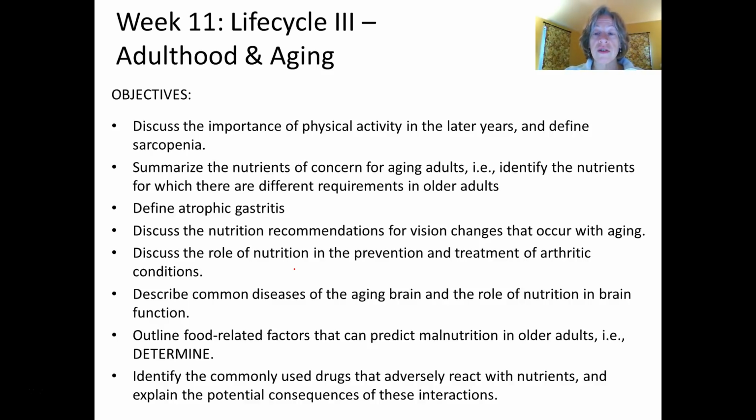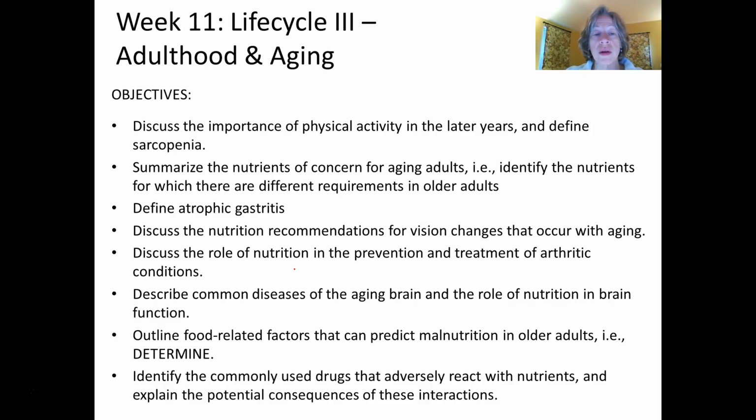Nutrition recommendations for vision changes that occur with aging. Adequate vitamin A throughout your lifespan, but the antioxidants, foods that contain antioxidants, vitamin C and E, which include a lot of fruits and vegetables, are really good at preventing cataracts and macular degeneration, these age-related eye diseases.